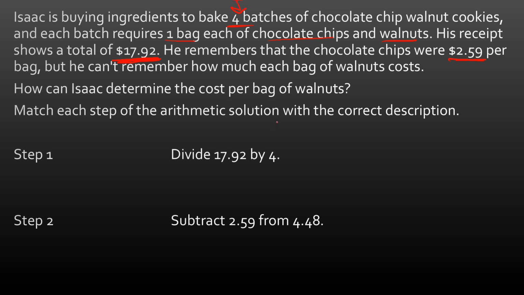So if I want to figure out how much he paid for the walnuts, I know he's making 4 batches of each, which means he's buying 4 of each. So the first thing that I would want to do is take that $17.92 and divide it by 4. And when I do that, you get $4.48. Okay, so this is how much he spends on 1 bag of chocolate chips and 1 bag of walnuts.